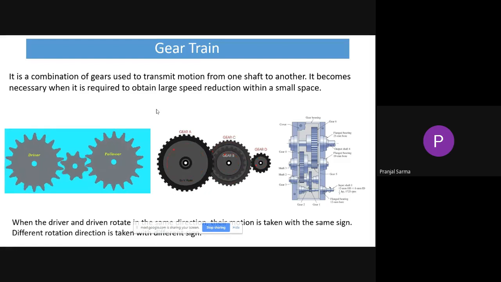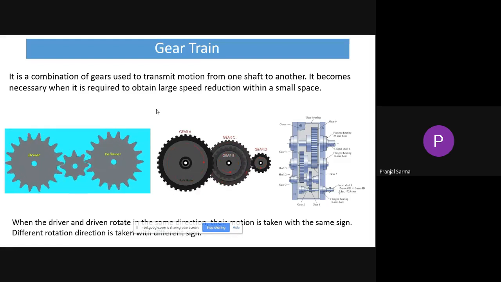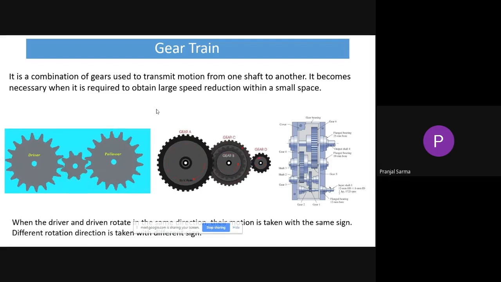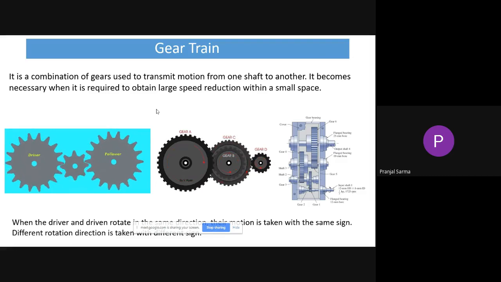Now, why is the word gear train used? Previously, as we have seen, only two gears in mesh, the driver and the driven gear, were discussed. But sometimes the central distance may be somewhat more. Apart from that, sometimes it may also be necessary to get a variety of speed reductions, speed ranges, within a small space.